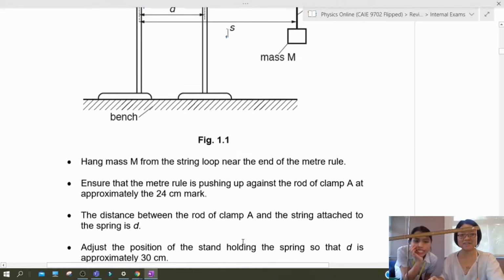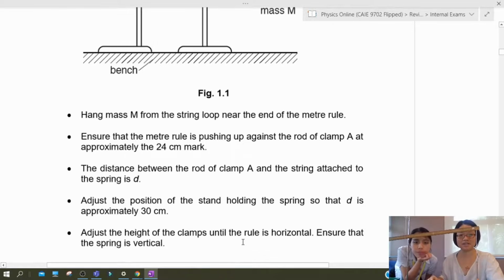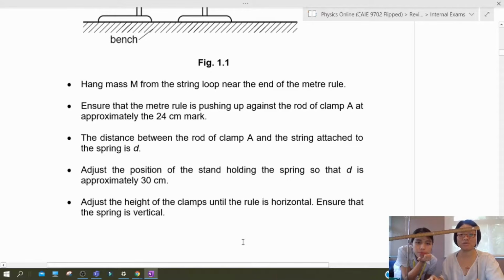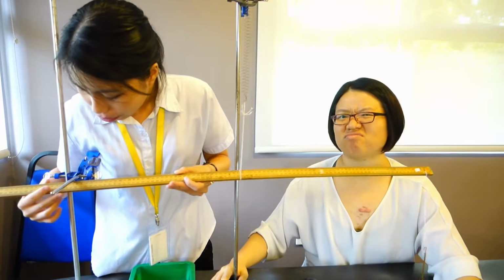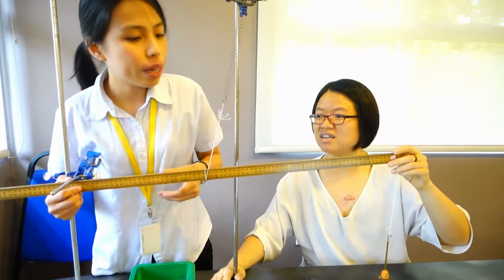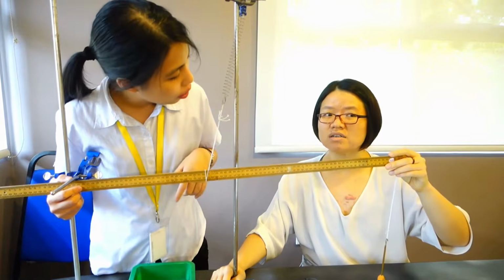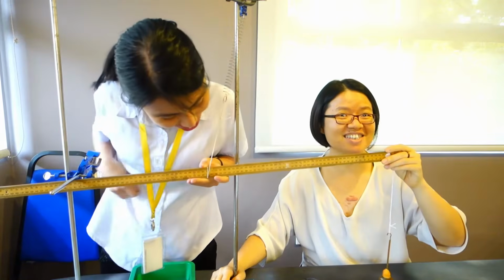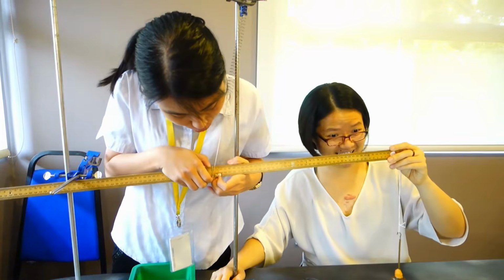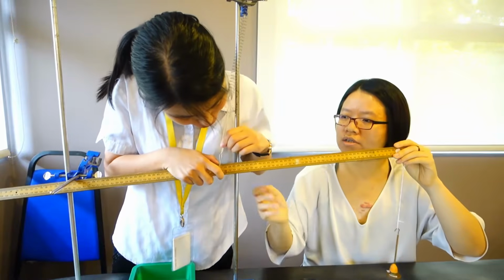Now, adjust the position of the stand holding the spring, so that D is approximately 30 cm. Got? This one is 20. Wow, wrong until so far. If this is 24, what should this one be? 54? Correct. Good. Oh, I can maths. Very clever. Too many cameras to look at.